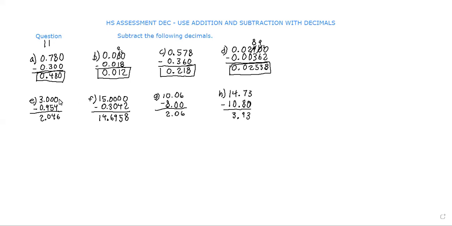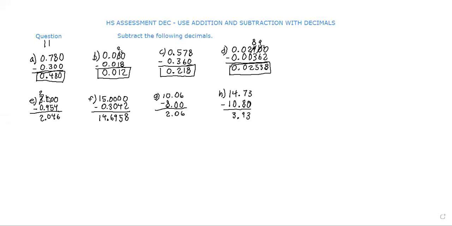Let's do question number E. 0 minus 4, we can't do that. So we have to borrow 1 from the place value on the left. That's also 0. So we've got to go to the next place value. That's also 0. So we go to the next place value. And then we have a 3. So we're going to borrow 1 from the 3. It's going to turn the 3 into 2. And this 1, now that's a 1 and 0.